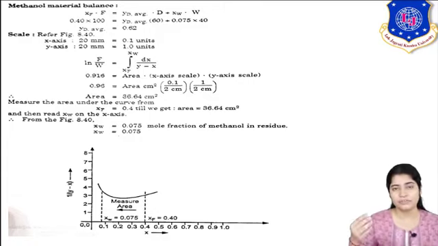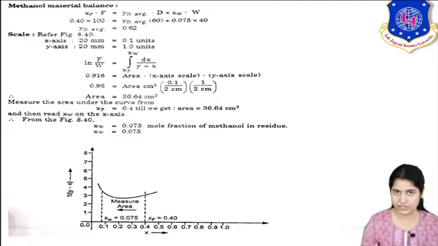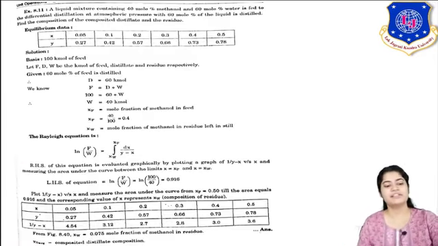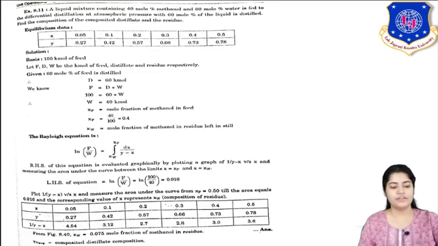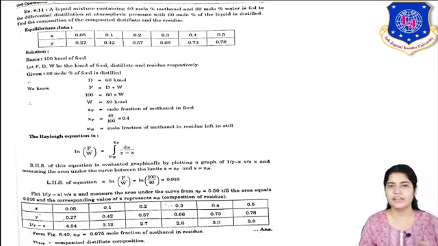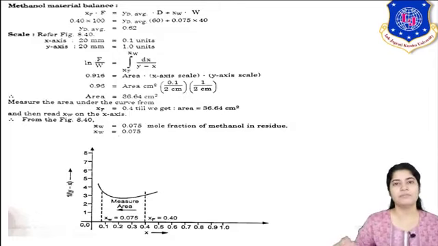So from this graphical method, you obtained your answer, the mole fraction of residue, as 0.075. You can see the corresponding value of x represents XW. So from this graph, you calculated that your XW is 0.075 mole fraction of methanol in residue. Now the final part is the methanol material balance.